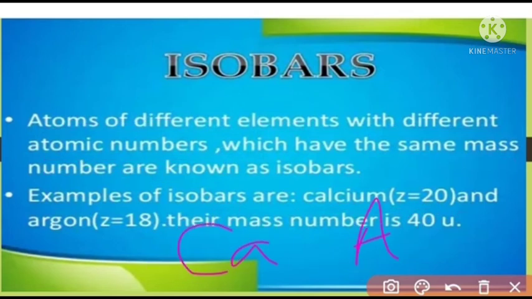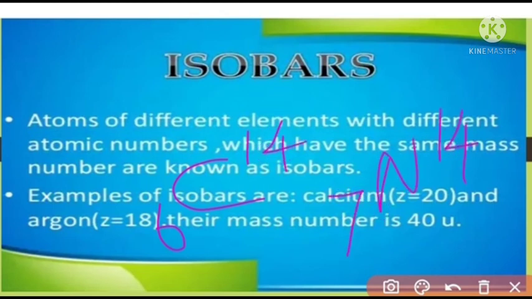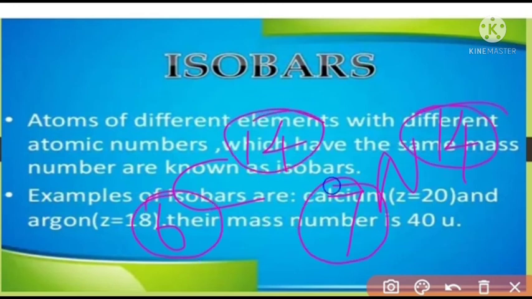Calcium and argon have mass number 40 but different atomic numbers. Calcium's atomic number is 20, argon's atomic number is 18. So next one, carbon and nitrogen: carbon-14 (atomic number 6), nitrogen-14 (atomic number 7). The mass number is the same but the atomic number is different.